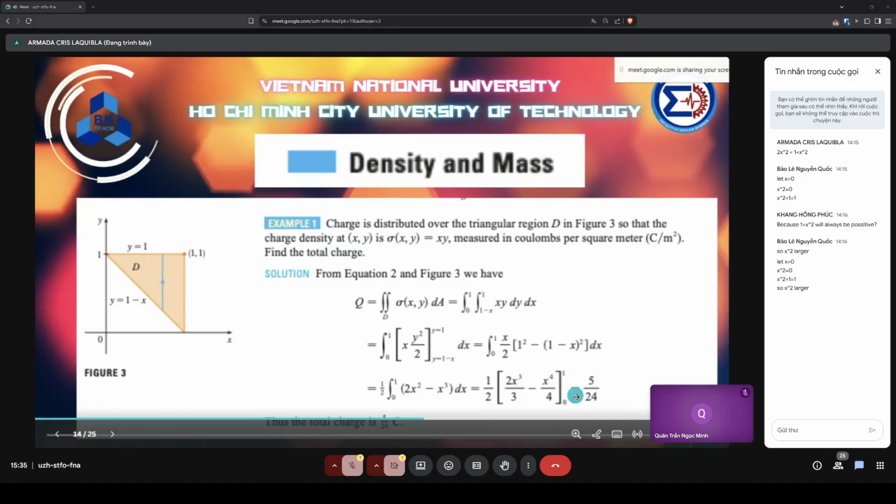Now substitute there 1. Okay, wait, copy 1 half first. Please do not forget the 1 half. Substitute 1 first, and then do not substitute the 0 anymore because it becomes 0. So only 1 there, and then the answer is 5 over 24.